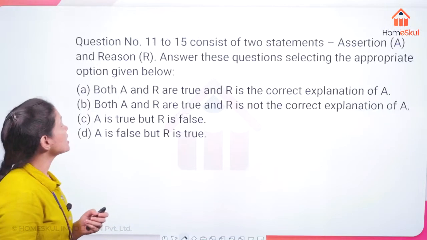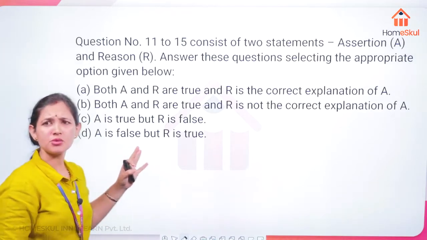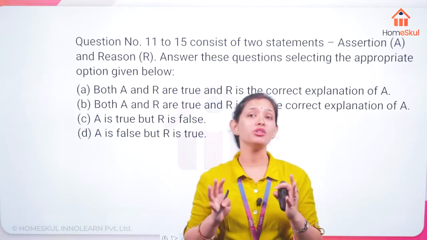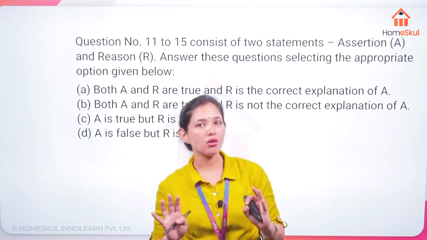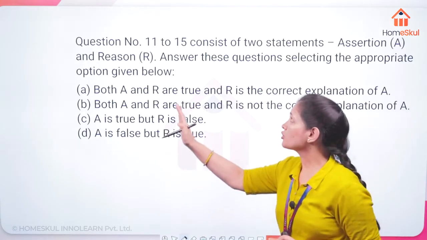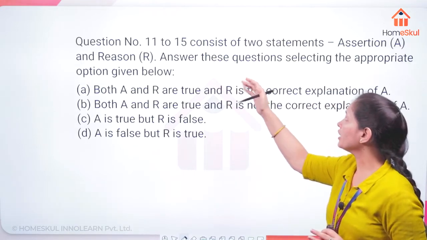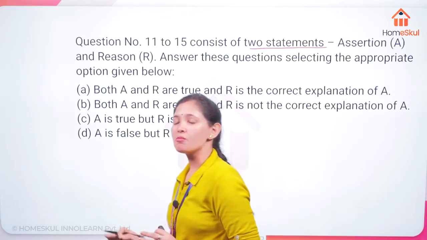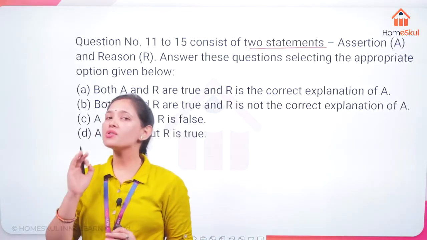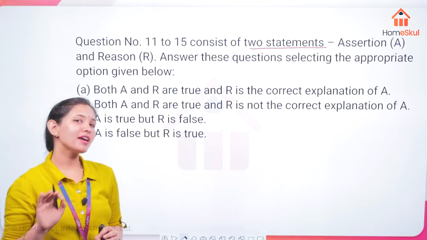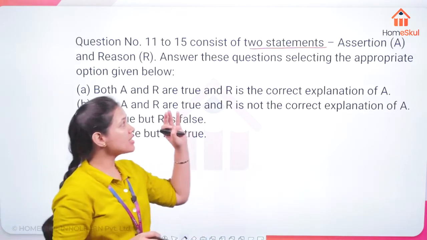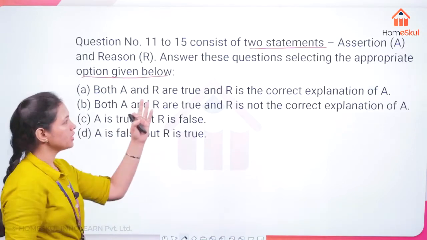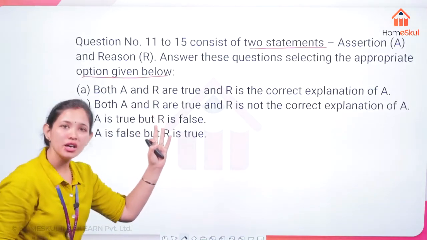Now the next one. Here comes one more type. All such type of questions are required to be solved, and you should know how to solve them. You are going to have questions from 11 to 15. Two statements are given to you: assertion, represented by capital A, and reason, represented by capital R. You have to answer the questions by selecting the appropriate option given below.